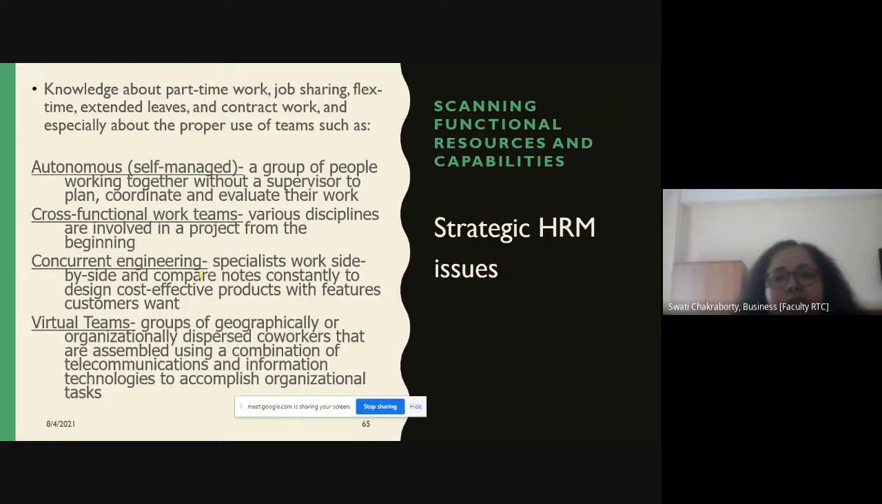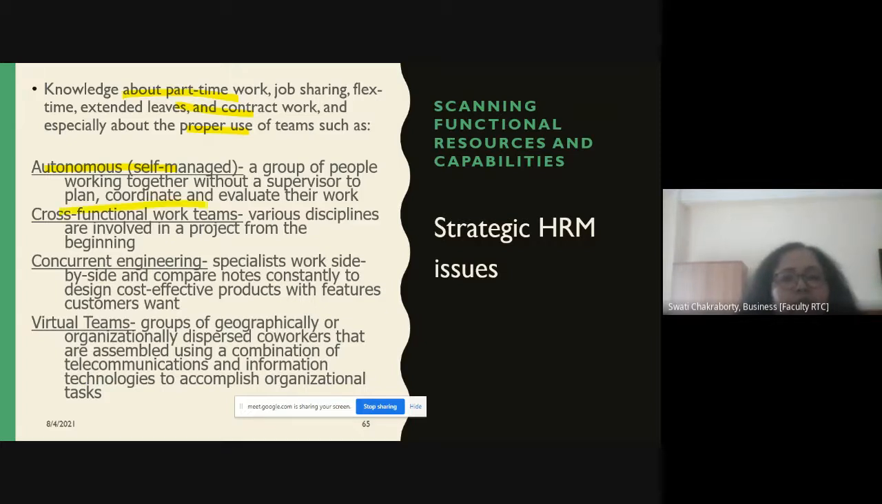Next is strategic HRM issues. So, knowledge about part time work, job sharing, flexi time, extended leave, contract work, and also the proper use of teams, right? That all comes in HRM, human resource. First, that is autonomous or self-managed. It's a group of people working together without a supervisor, working by themselves, no supervisor to plan, coordinate, evaluate their work.